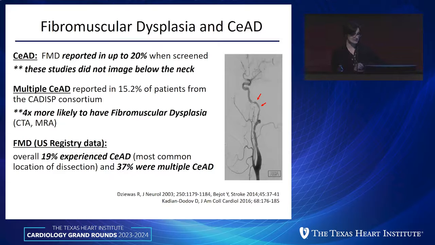Multiple cervical artery dissection has been reported in patients from the CADISP consortium, an international group looking at cervical artery dissection. They found that if you had multiple cervical artery dissection, you were 4 times more likely to have FMD. And from the registry data, we also saw that about 19% of patients experienced a cervical artery dissection, and many of them were multiple cervical artery dissections. So there's been this signal.